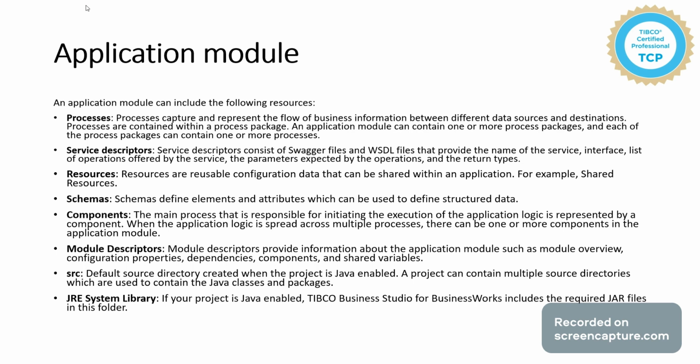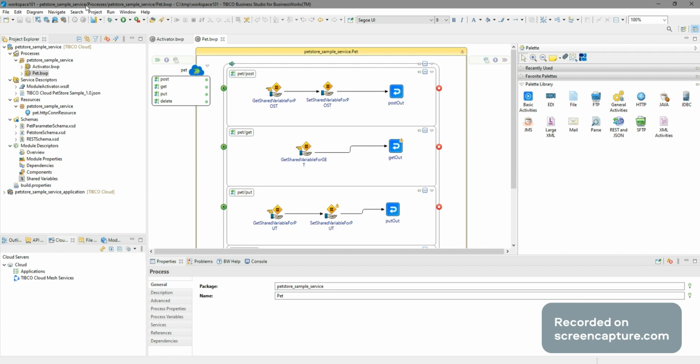When an application module is in Java nature, then we will have a folder called source, which is a default source directory created for the project, which is Java enabled. A project can contain multiple source directories where the Java classes and packages can be present. Then there is the JRE system library. If the project is Java nature, then the project can include jar files in this folder.